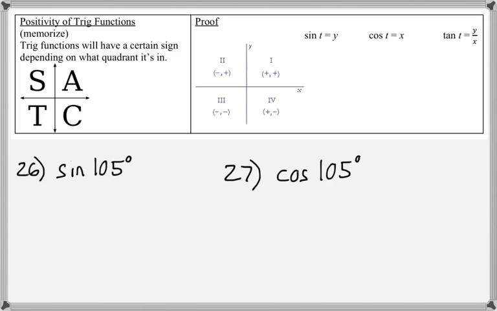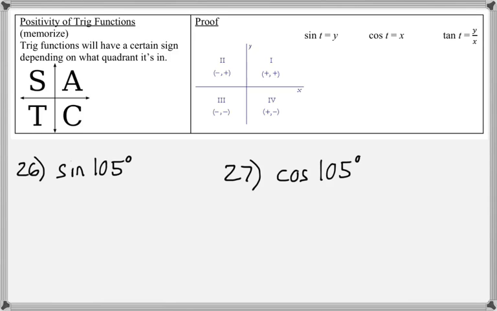Because of how we define the trig functions with the unit circle, sine is the y value, and that's why it's positive in quadrant 2. Cosine is the x value, that's why it's positive in quadrant 4. And tangent is y over x, which is why it's positive in quadrant 3.